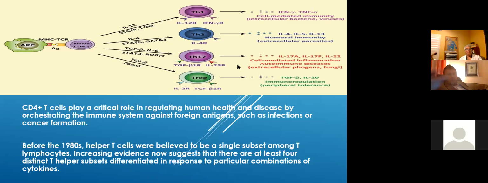Increasing evidence now suggests that there are at least 4 distinct T helper subsets that differentiate in response to a particular combination of cytokines. Today we're going to learn those subsets: Th1, Th2, Th17, which may differentiate or distinguish itself from Th1, and the Th-reg, which is very important to suppress the immune system. They suppress all those effectors: Th1, Th2, and Th17.